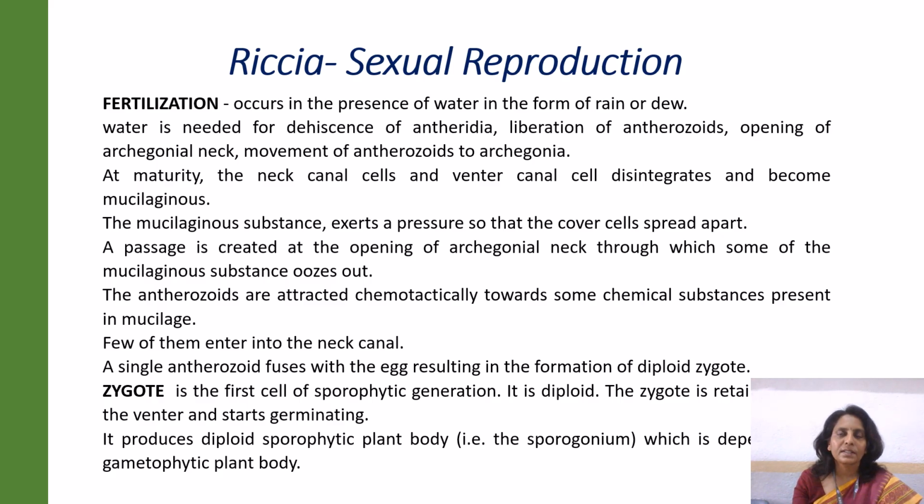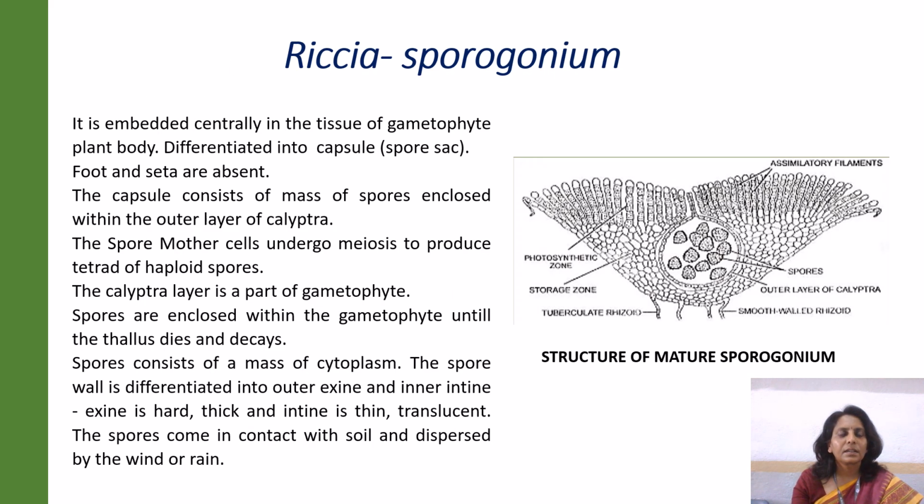This mucilaginous mass is chemotactic in nature, hence the antherozoids are drawn towards it. One of the antherozoids passes through the neck of the archegonium, comes in contact with the egg cell and fuses with it, forming a diploid zygote. This zygote is the first cell of the sporophytic generation and is diploid in nature. The diploid zygote of Riccia develops into a proper sporophyte and is deep-seated inside the gametophytic tissue.